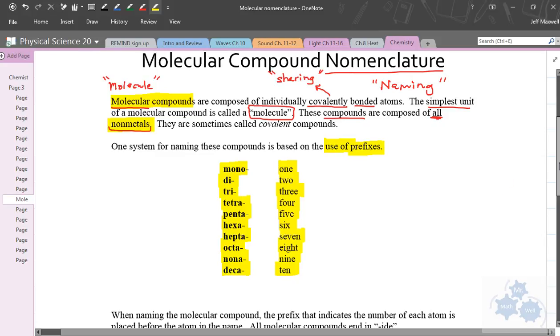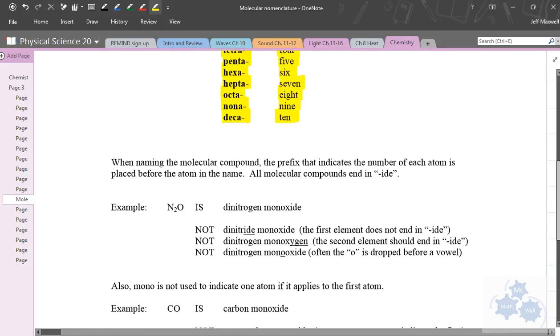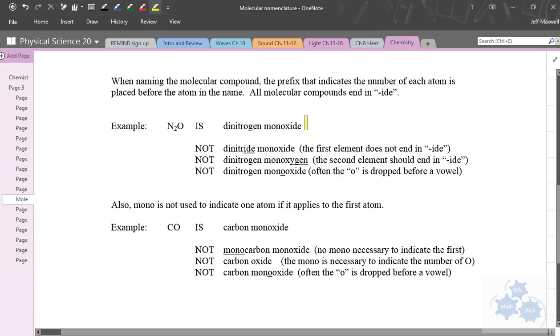So these prefixes are used when you're communicating how many atoms of each element are in a molecular compound. Of course, we'll give you lots of examples coming up. But those are the prefixes we use. So when naming molecular compounds, the prefix indicates the number of each atom. And then at the end of molecular compounds, it's always "-ide". So they end in "-ide". So the first example is N2O.